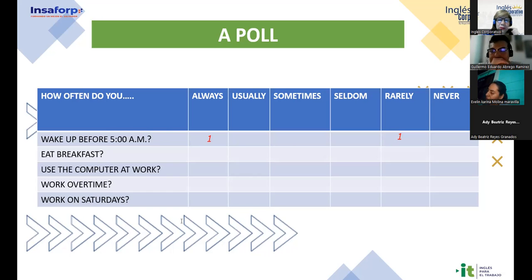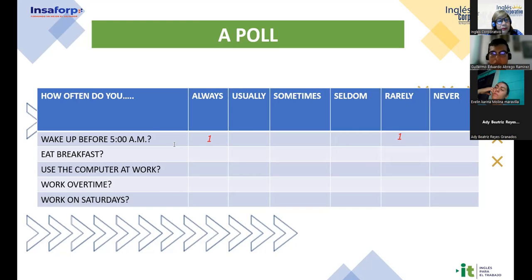Vaya, Abby, como usted no vino a la clase de ayer, quizás no vio el video tampoco. Vea el video, por favor. Sí, porque esto tiene una estructura y hay que cumplirla, okay? ¿Usted sabe qué significa always? ¿Adi? Ok. Continue, please. Siempre, siempre. Perdón, Miss, tenía el micrófono apagado. Okay. Usually, sometimes, seldom, rarely, never. Comprende todos los seis.